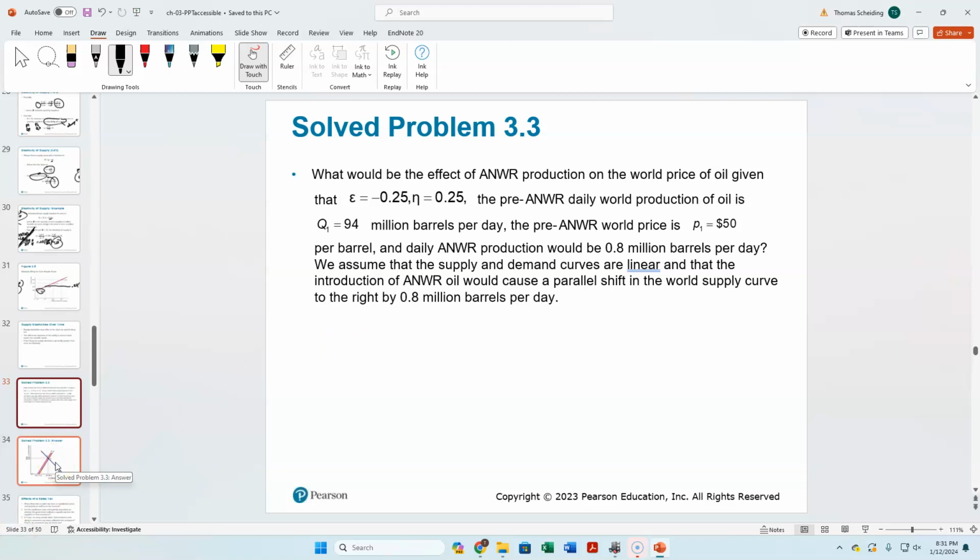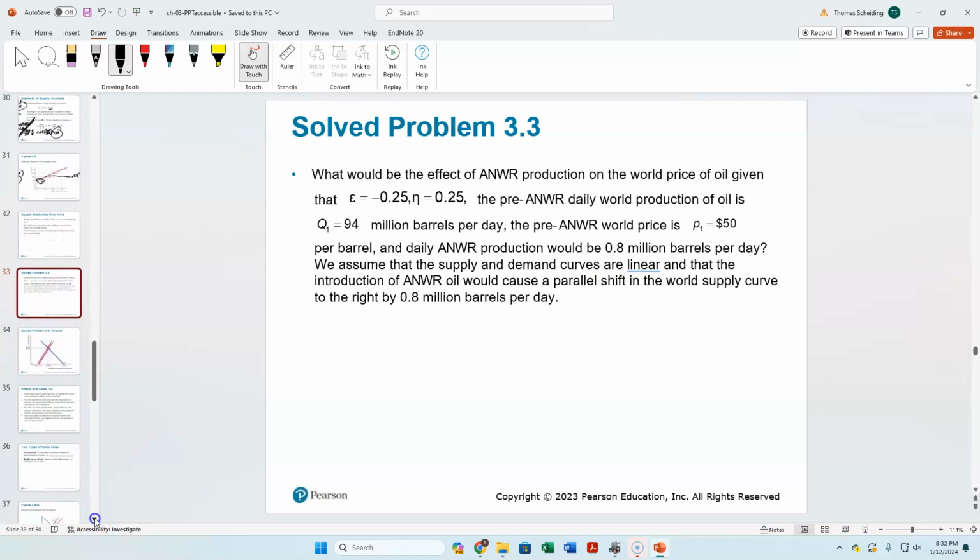And here, what we're talking about is we're given our supply elasticity, our elasticity of demand, the price, and the quantity. And then it's asking, what would be the effect? What kind of change would we see?